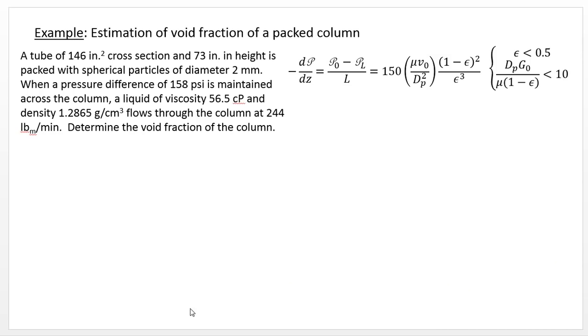All right, so let's see how we would actually apply this in practice. Let's estimate the void fraction of a packed column. We have an example taken from the book, problem 6A.6 in Bird, Stewart, and Lightfoot. We have a tube of 146 square inch cross section and 73 inches in height. It's packed with spherical particles with a diameter of 2 millimeters. A pressure difference of 158 psi, pounds per square inch, is maintained across the column. Liquid of viscosity 56.5 centipoise and density 1.2865 grams per cubic centimeter flows through the column at a mass flow rate of 244 pound mass per minute. I want to determine the void fraction of the column.